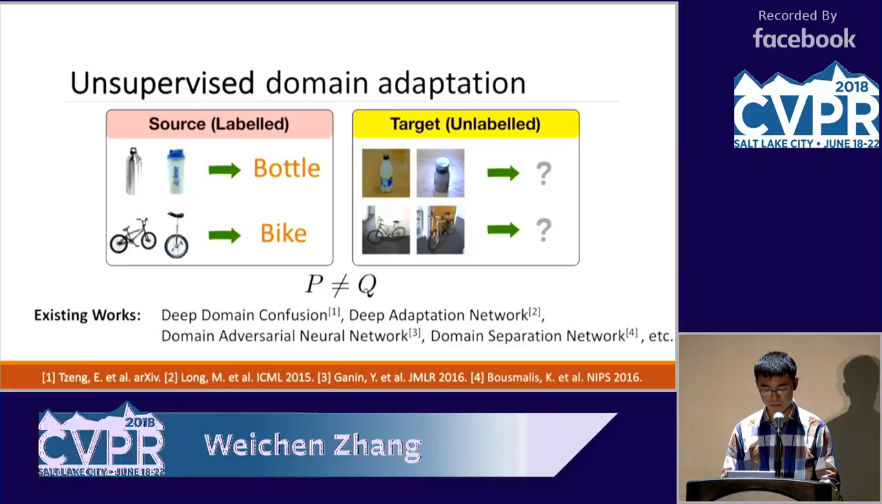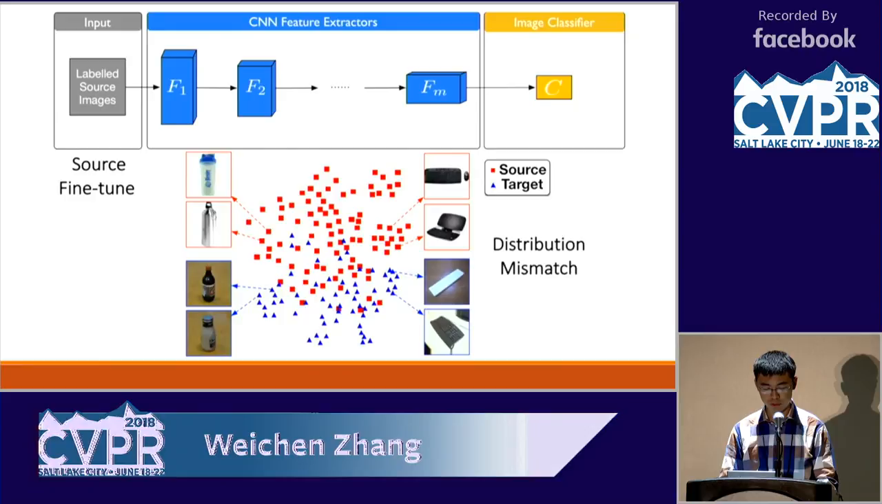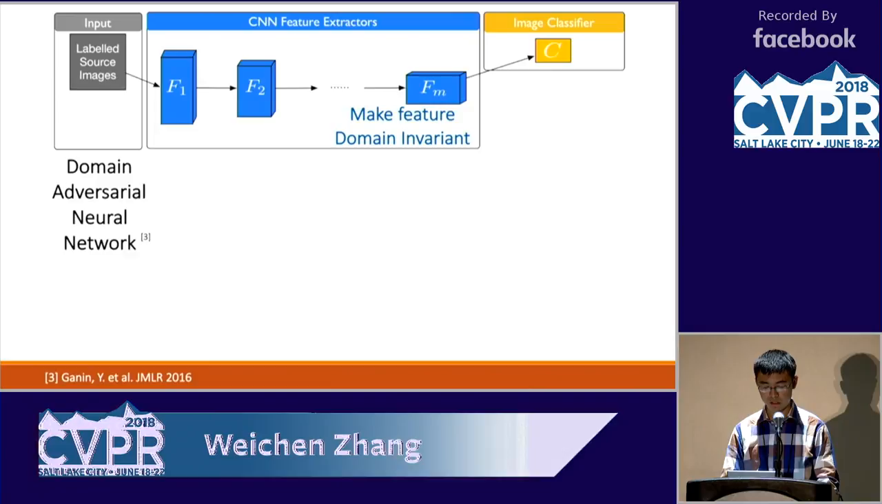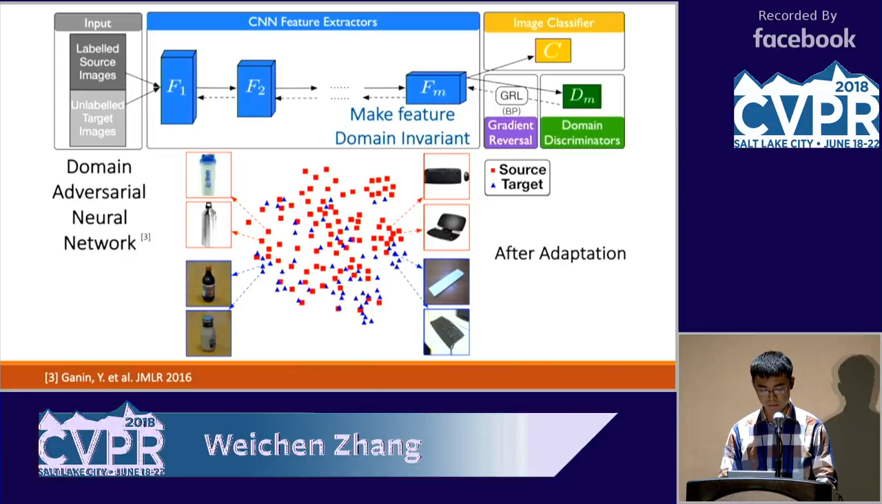For deep learning approaches, if we directly fine-tune the CNN with only the labeled source images, due to the domain data distribution mismatch, the unlabeled target samples may not be classified well. So in the domain adversarial neural network, they try to learn domain-invariant features which are not distinguishable by the different domains. To achieve this, they use a domain classifier and a gradient reversal layer with the unlabeled target samples. In this way, the features of different domains become much closer for easier categorization.